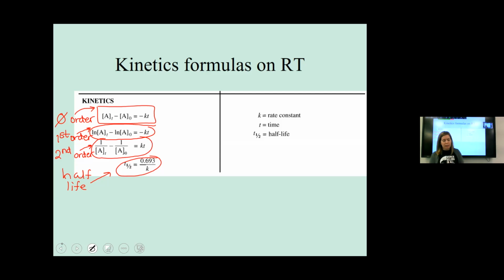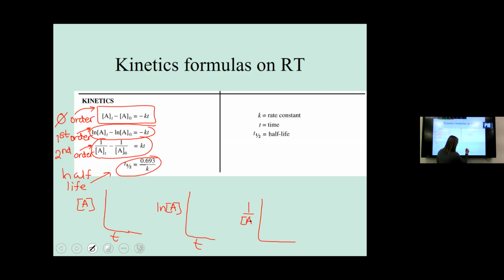Okay, so first thing, we are going to do a lab where we will measure the concentration of a reactant over a certain amount of time. And then we will put that data into Microsoft Excel, and then we will produce some graphs. So we will produce a graph of the concentration of A versus time. And we will do the natural log of A versus time. And we will also do 1 over the concentration of our reactant versus a certain amount of time. And then we will graph those.